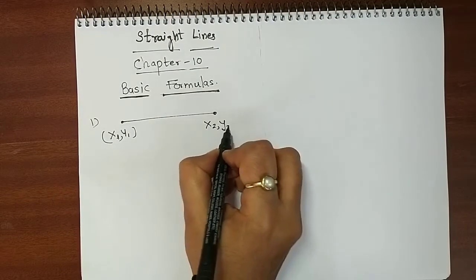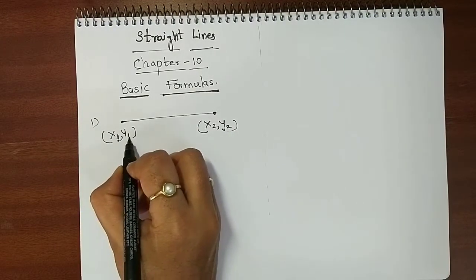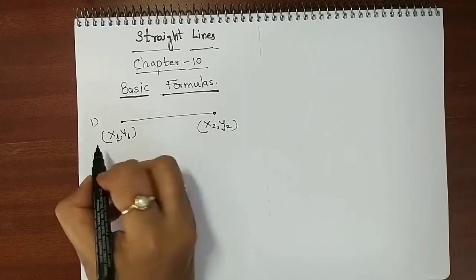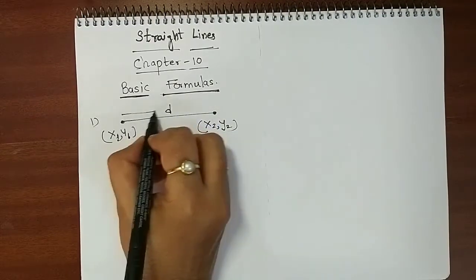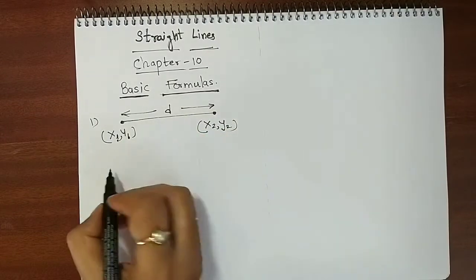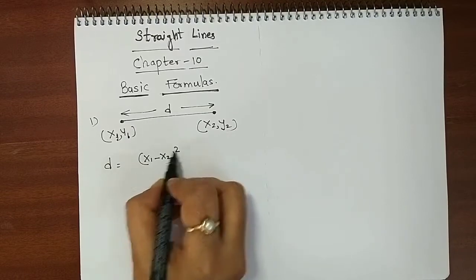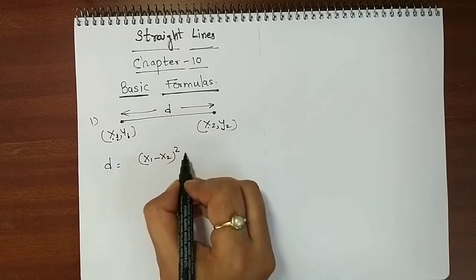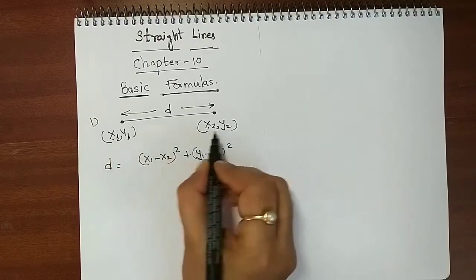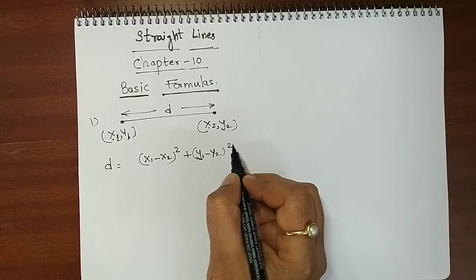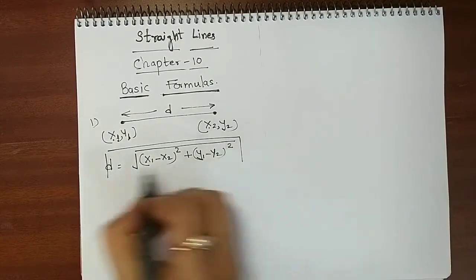Suppose these two are the points. First coordinate is called abscissa, second is called ordinate. So suppose this is first point, second point. What is the distance between these two? It is given as d equal to square root of (x1 minus x2) square plus (y1 minus y2) square. So this is the distance formula.